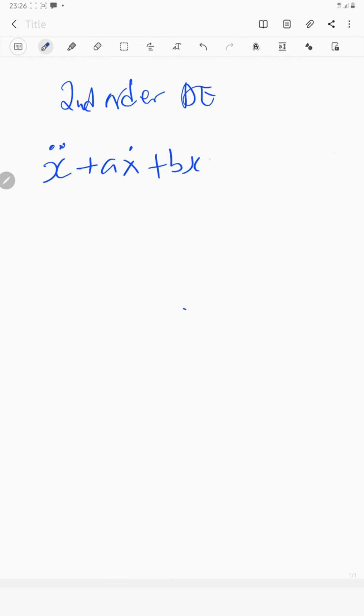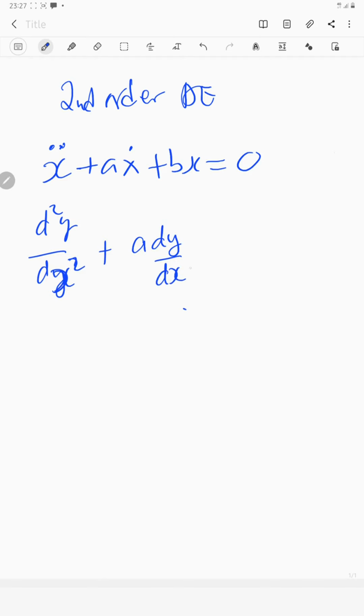Now, on the second order DE, we have a statement which can be represented as x double prime plus a x prime plus b x equal to 0, which is the same as d squared y over dx squared, or it can be dt squared, plus a (dy/dx) plus b, it can be any value, equal to 0. So it can be represented in this particular form.